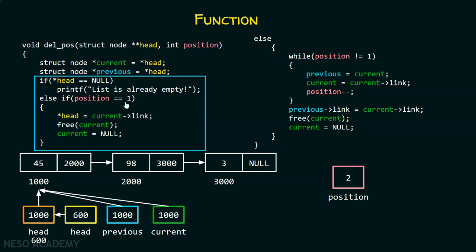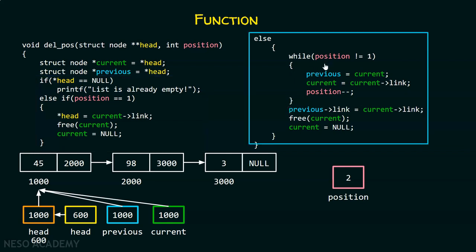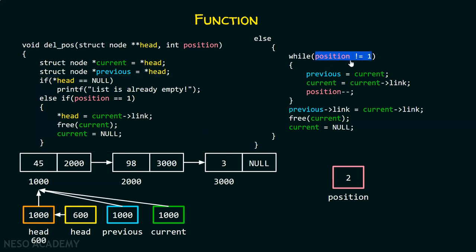Now what happens if position is not equal to 1? Then we will get access to this else part. Here you can see in this else part we have a while loop. And inside this while loop, we are checking this condition. Is position equal to 1? We know that position is not equal to 1, it is equal to 2. So we'll get inside this while loop. We will update the previous by current. We know that current holds 1000. So we will put 1000 address in previous.